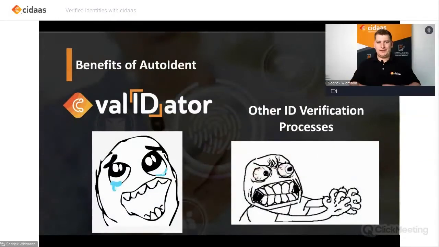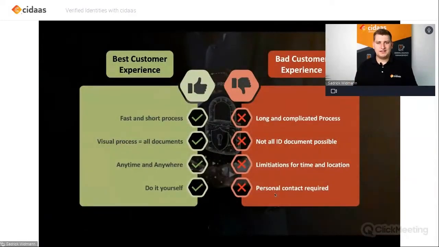But let's have a look again at the benefits of an auto-ident-based process like the cidaas ID validator, which makes users happy, versus other ID verification processes which make users angry. It all starts with the customer experience. A good or bad customer experience is in most cases a decision factor why a solution is utilized or not utilized. The cidaas ID validator, in comparison to other solutions, offers a fast and short process, so 1 minute compared to maybe 10-20 minutes.